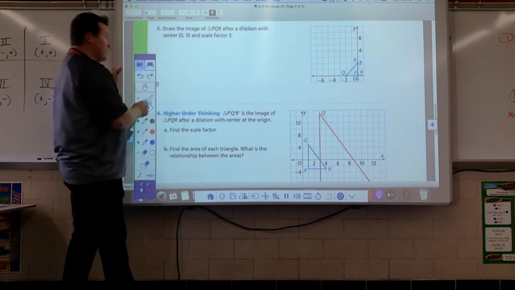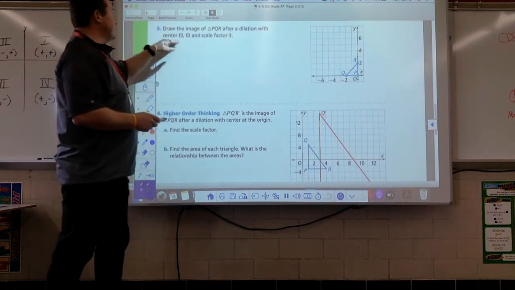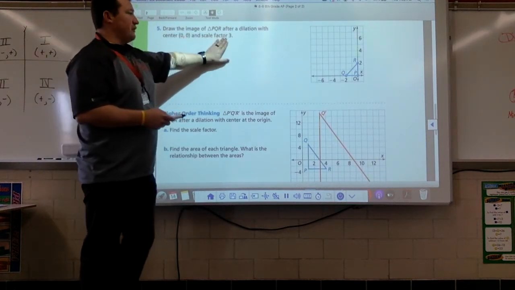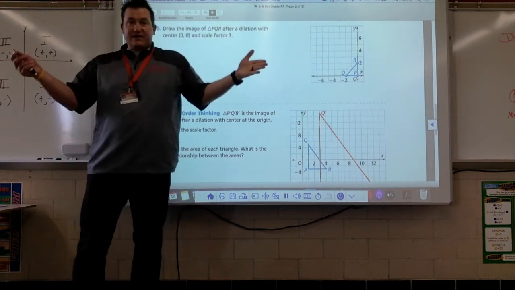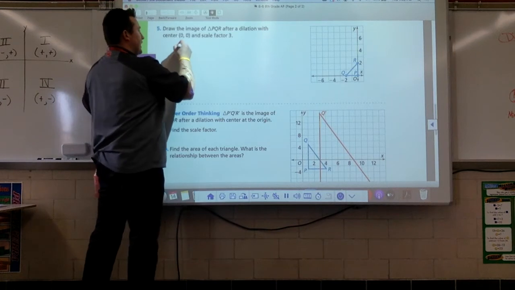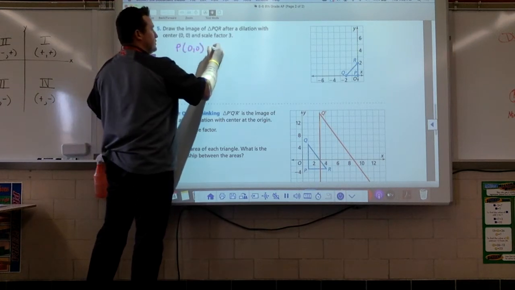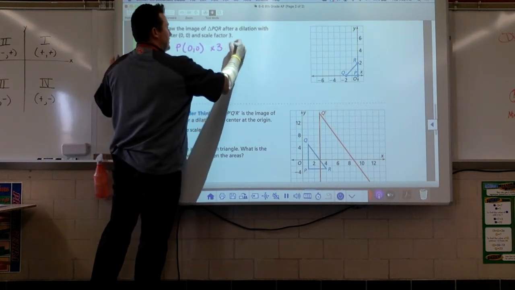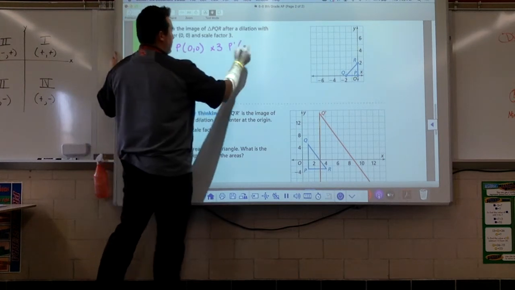All right, draw the image after we dilate from the origin with a scale factor of 3. That means everybody's going to get 3 times longer. So points, again, point P is right there at the origin. We multiply that by a scale factor of 3. That means P prime, guess what? Still at the origin.